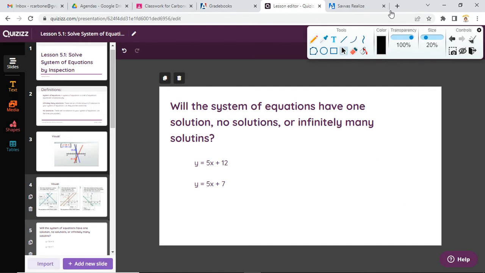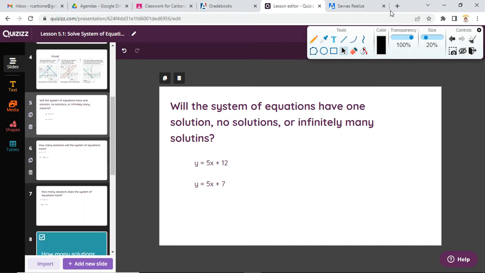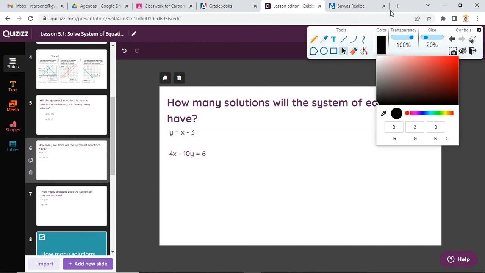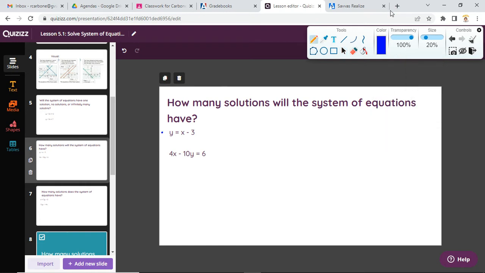All right, let's keep going forward here. How many solutions will the system of equations have? All right, so I have two equations here. I have y is equal to x minus 3, and I have 4x minus 10y is equal to 6. All right, so first thing I need to ask myself, are both of these equations in slope-intercept form? Well, this first one is, but the second one's not. So what I have to do is put the second one into slope-intercept form, or make it look like y is equal to mx plus b.